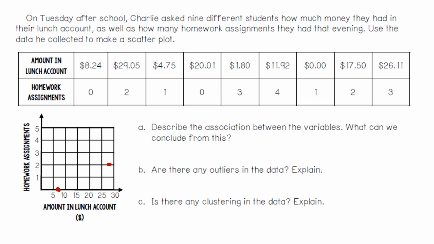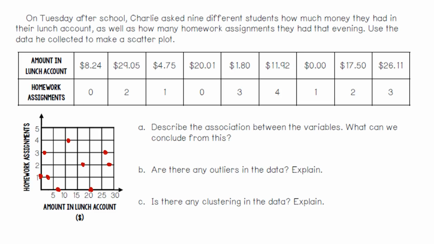With 1 homework problem, we're at $4.75. With 0 homework problems, we are at $20.01. With 3 homework problems, we are at $1.80. With 4 homework problems, we are at $11.92. With 1 homework problem, we are at $0. With 2 homework problems, we are at $17.50. And with 3 homework problems, we are at $26.11.